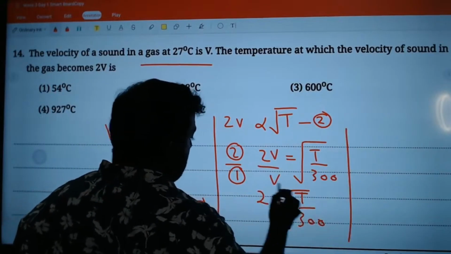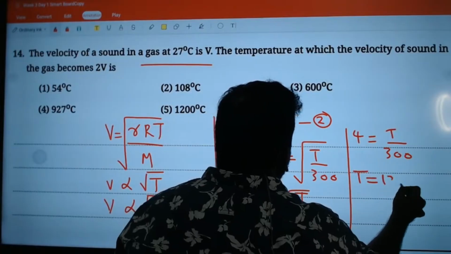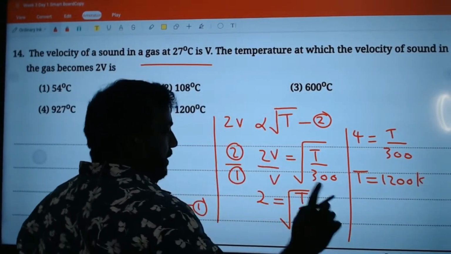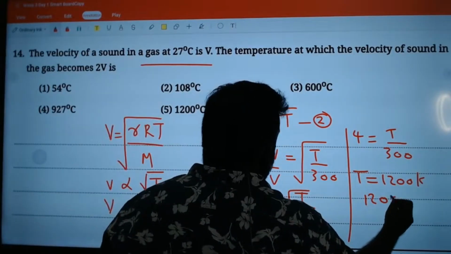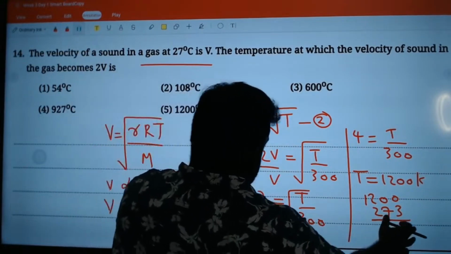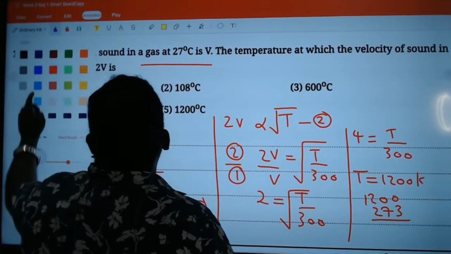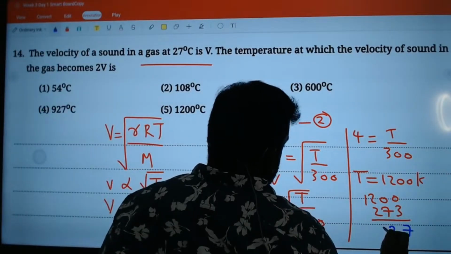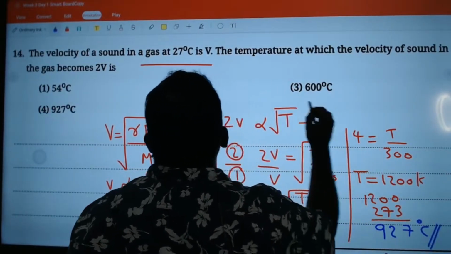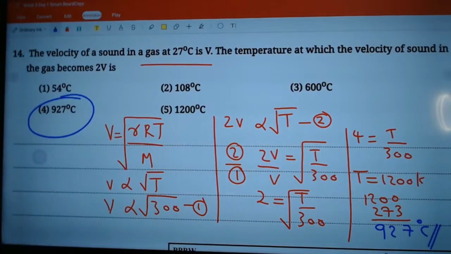Now what do I do? Square both sides. 4 equals T over 300. T equals 1200 Kelvin. I want it in Celsius. So 1200 minus 273. So what's your answer there? 927 Celsius. Correct answer is answer number 4.